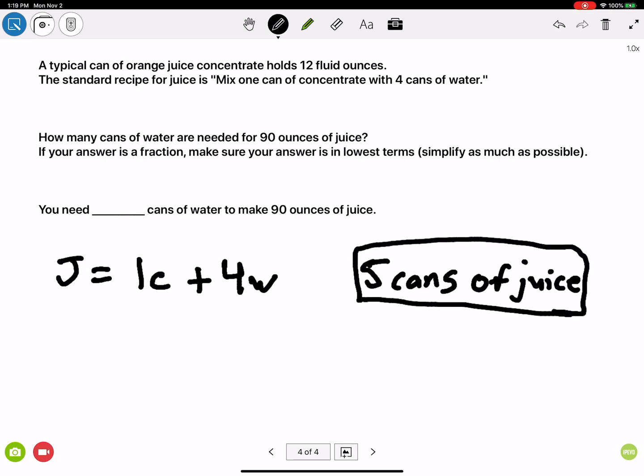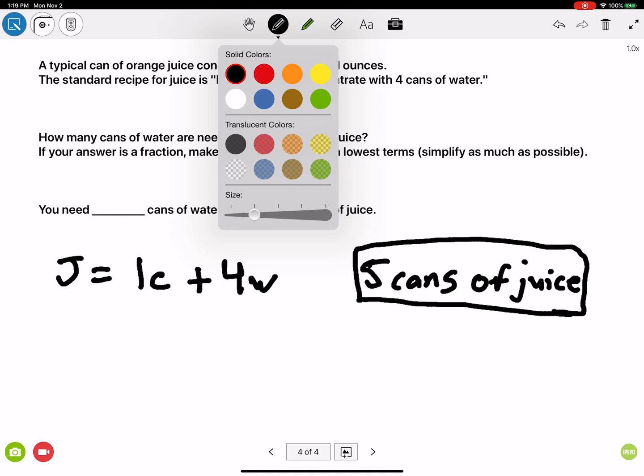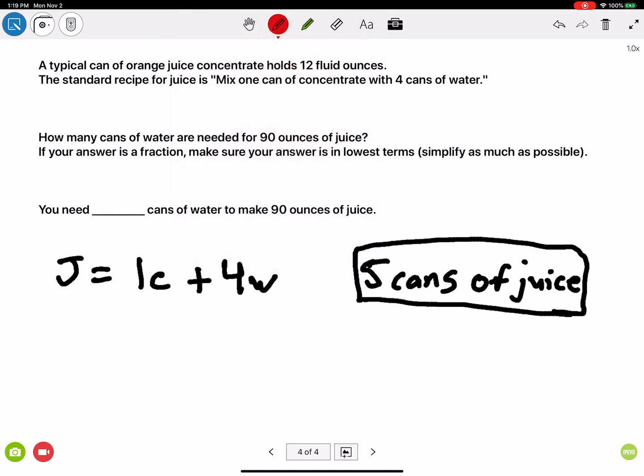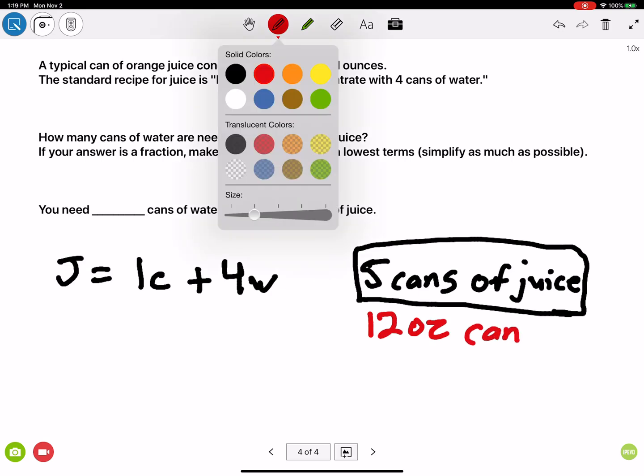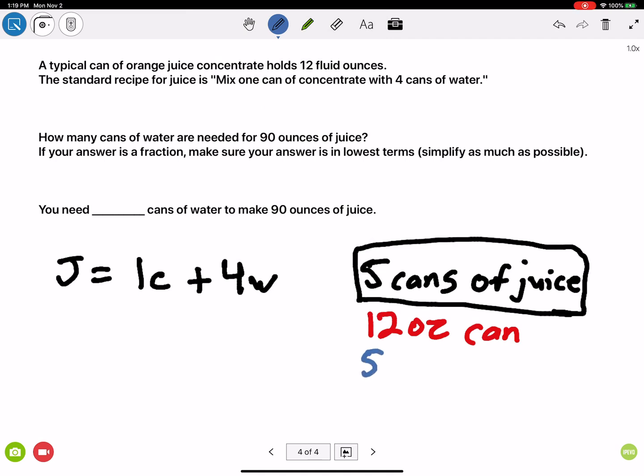Then it says how many cans of water are needed for 90 ounces of juice. So we're going to do part to whole ratio. First thing we need to know is if I have 5 cans of juice and each can is 12 ounces, we're using 12-ounce cans, then that means when we make these 5 cans of juice, this is how many ounces? This is 60 ounces of juice.